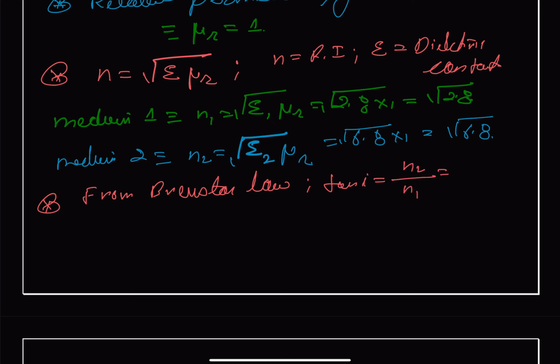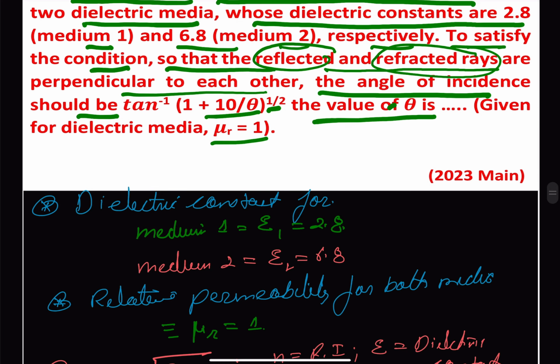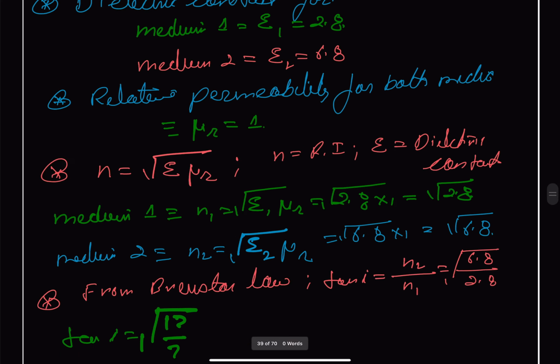and this comes as square root of 6.8 divided by 2.8. We can simplify the expression. We get tangent of I equal to square root of 68 upon 28, and that will be coming as square root of 17 upon 7. And we need to modify this equation as per the given expression, especially the angle part, that is 1 plus 10 divided by theta. Then we can determine the theta.